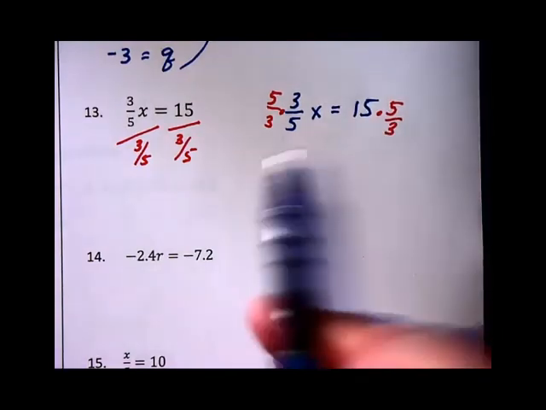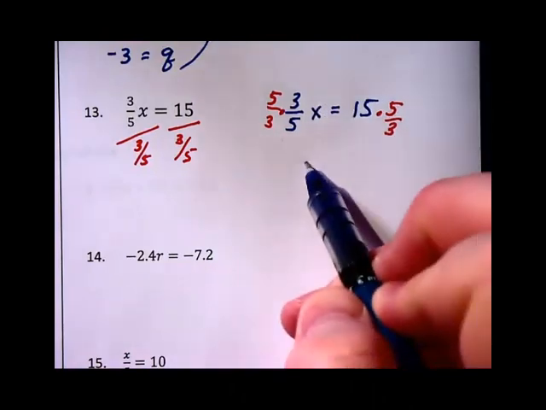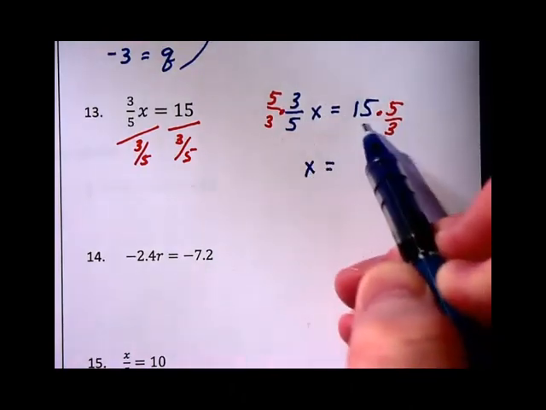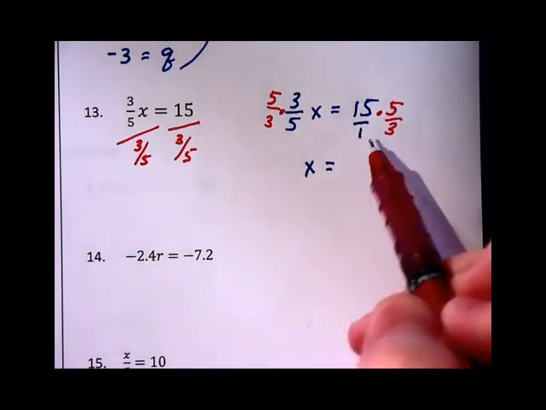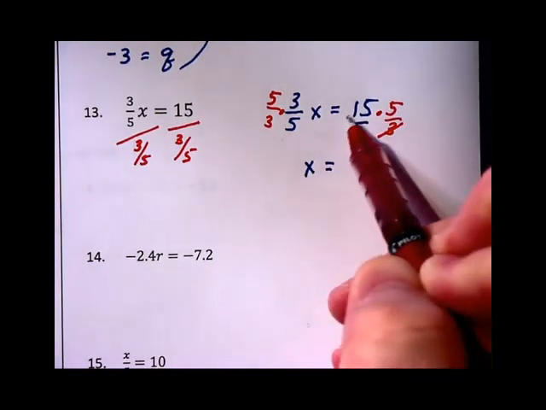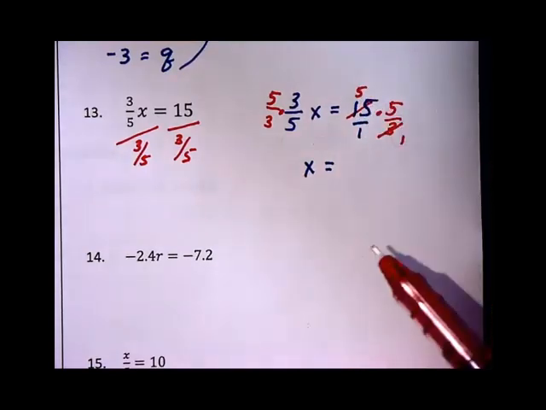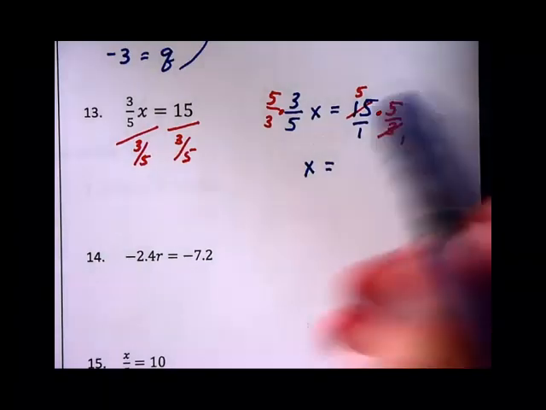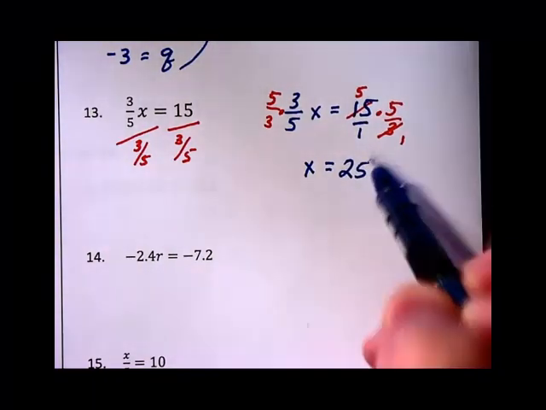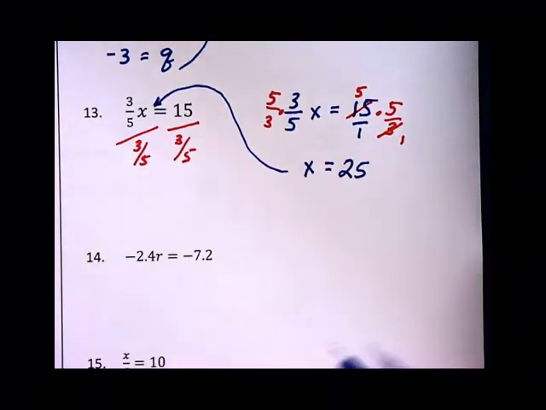On the left, multiplying by a reciprocal, those just cancel out to 1 and you just have x equals. On the right hand side, I'm going to put the 15 over the 1. We can notice that we can cancel across that multiplication symbol, get 5 on the top left over that 3, which becomes 1. And now 5 times 5 is equal to 25. Checking that solution, it turns out that 3/5 times 25 is 15.